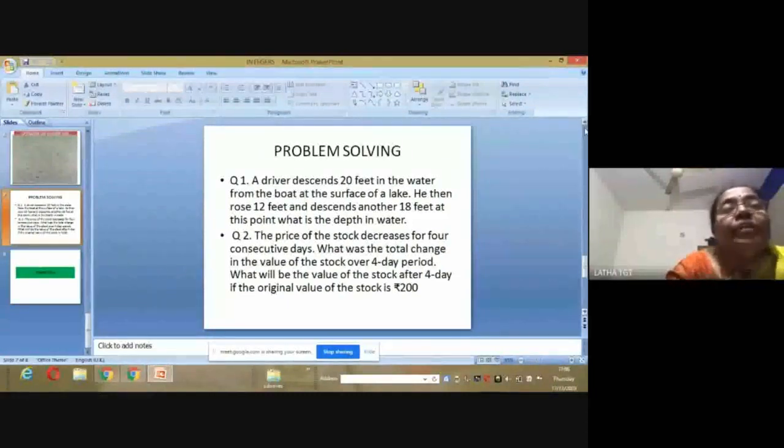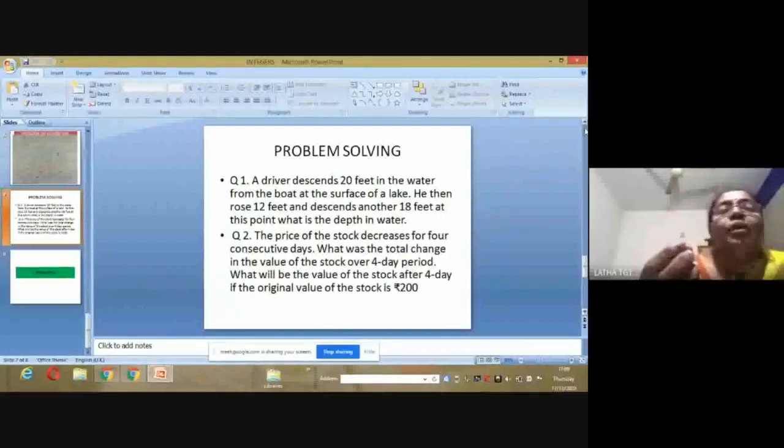A diver descends 20 feet in the water from the boat at the surface of a lake. He then rises 12 feet and descends another 18 feet. At this point, what is the depth of the water? This is the problem. We have below and above. When we take below, we take it as negative, and when we take above, it is positive.